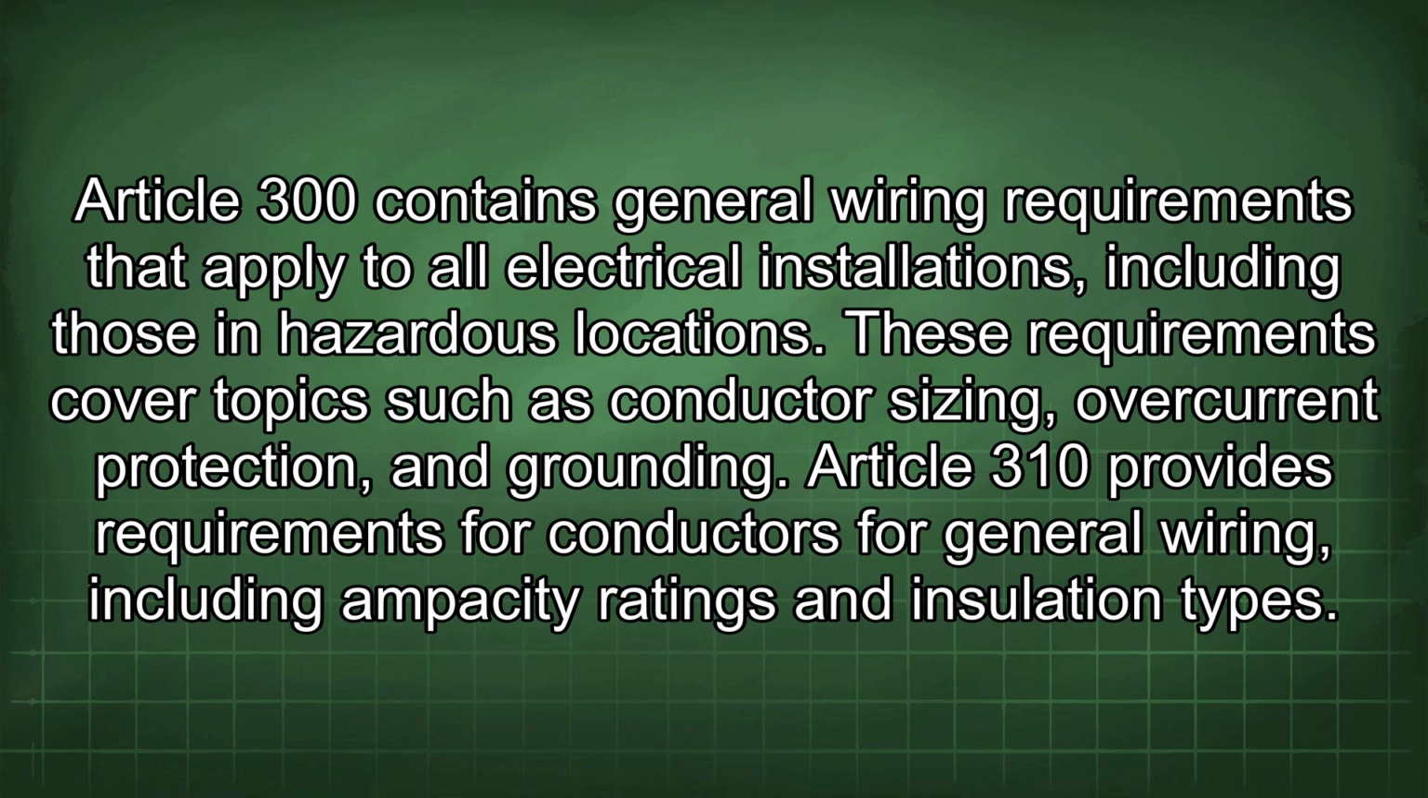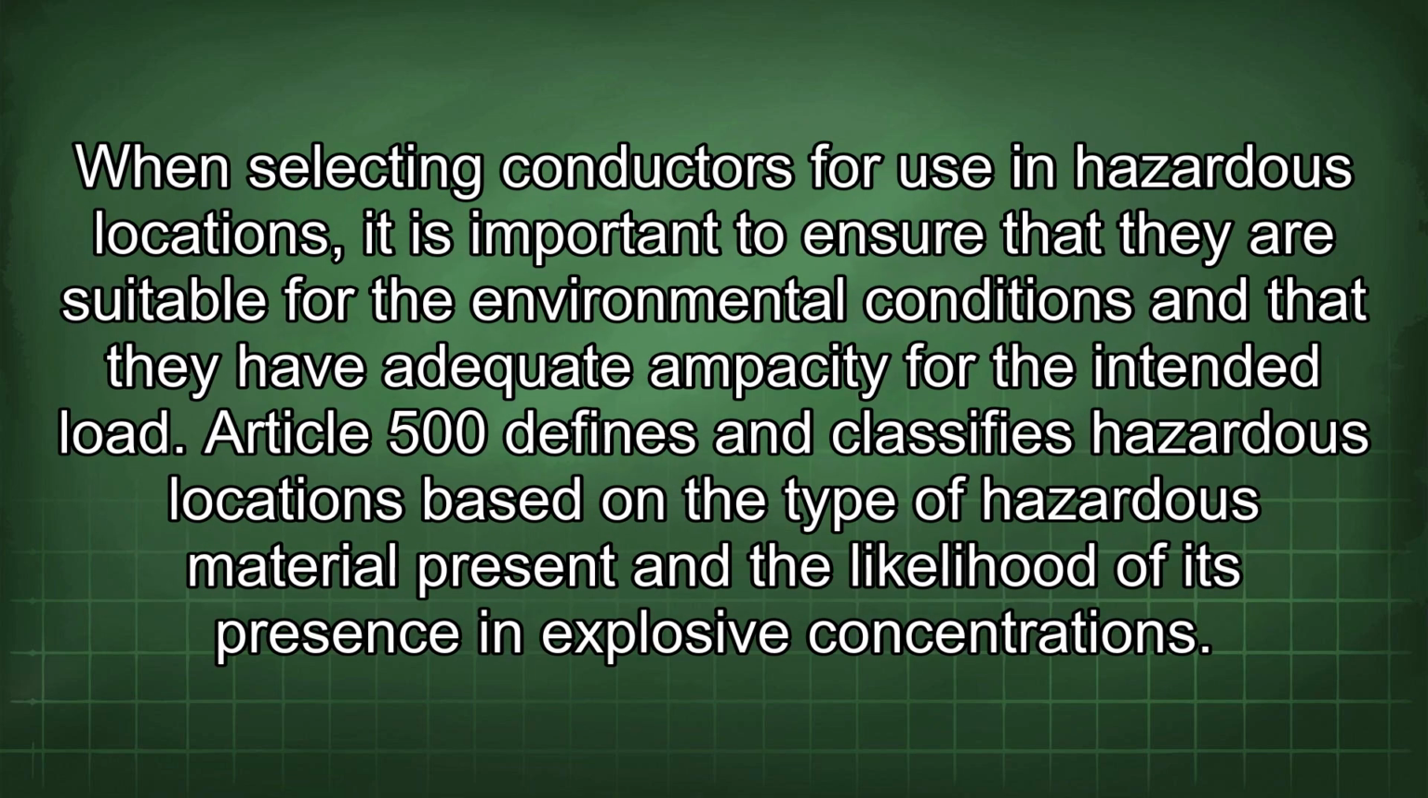Article 300 contains general wiring requirements that apply to all electrical installations, including those in hazardous locations. These requirements cover topics such as conductor sizing, overcurrent protection, and grounding. Article 310 provides requirements for conductors for general wiring, including ampacity ratings and insulation types. When selecting conductors for use in hazardous locations, it is important to ensure that they are suitable for the environmental conditions and that they have adequate ampacity for the intended load.